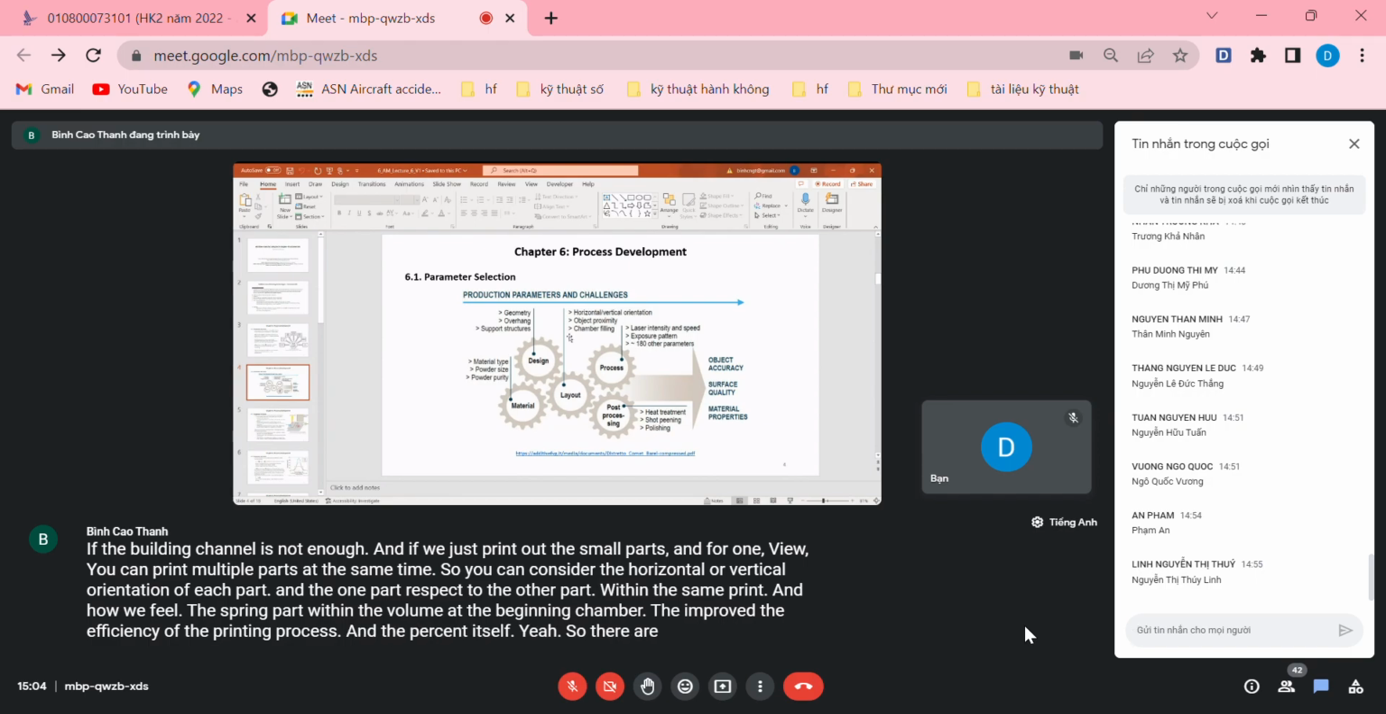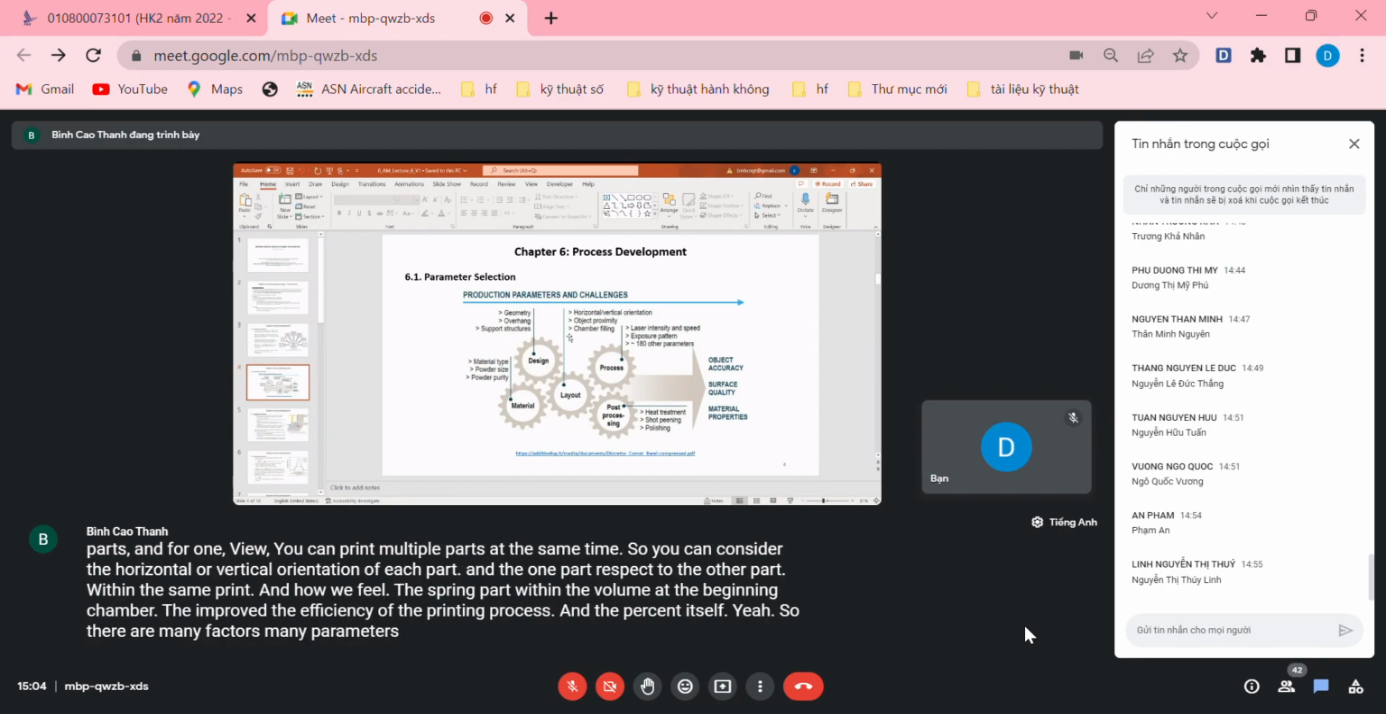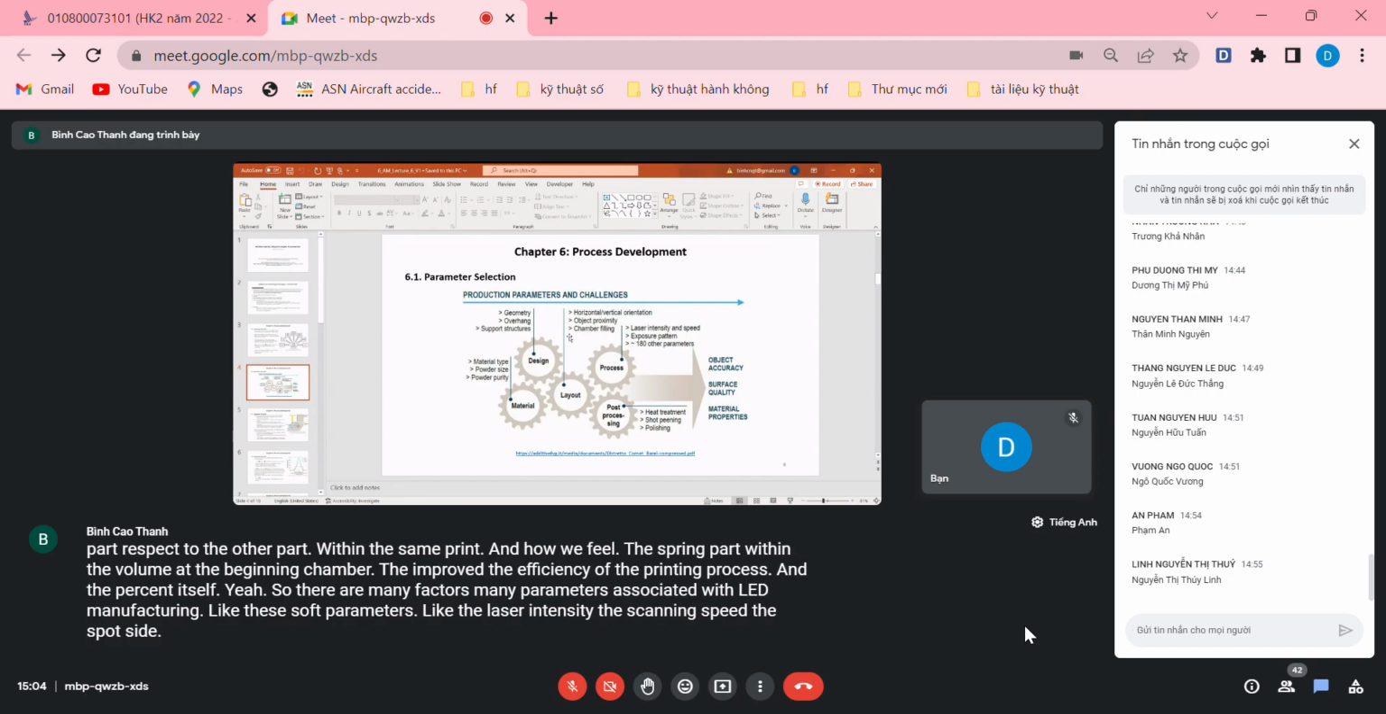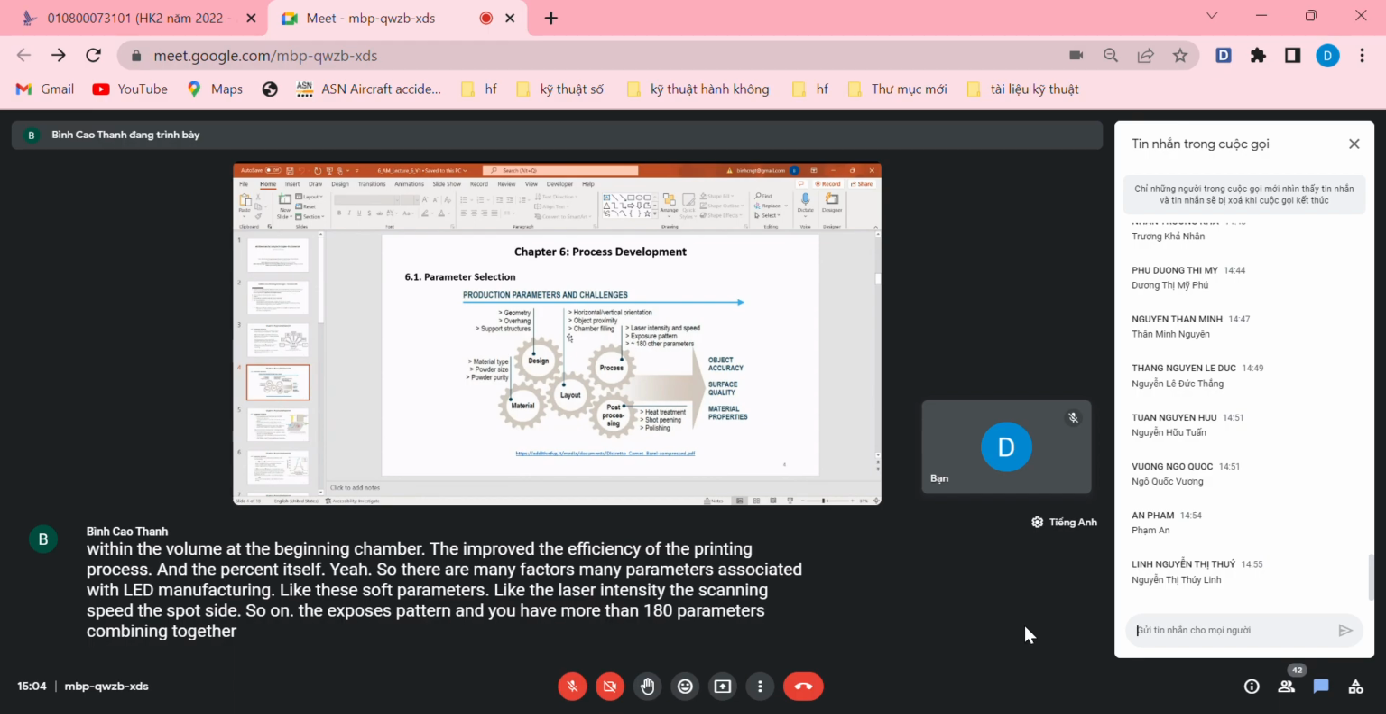There are many factors, many parameters associated with additive manufacturing, like the heat source parameters, like the laser intensity, the scanning speed, the spot size, and so on. The exposure pattern, and we have more than 180 parameters combining together, and this is really, really complex.